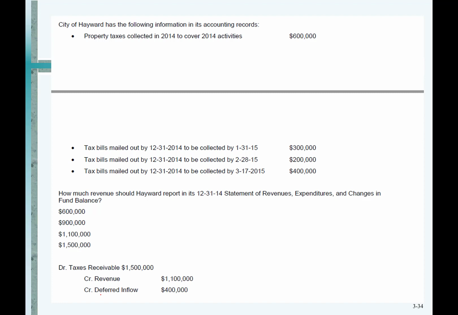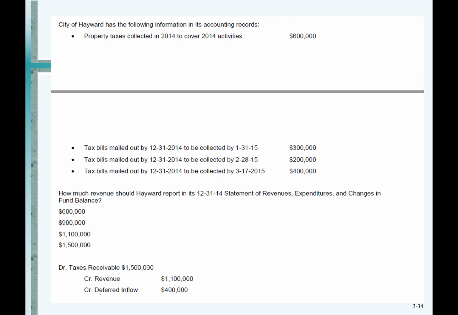Okay, by the way, notice it says how much revenue should Hayward report on its statement of revenues, expenditures, and changes in fund balance. Remember I told you you have to know the names of the statements? Guys, I would pay attention like I'm talking how to save your life if you're drowning. Have I told you you need to know the names of the statements? Yes. So you needed to know that this was the name of the governmental fund income statement, didn't you? If you didn't know that, you wouldn't know whether you should be using modified accrual rules or full accrual, right?